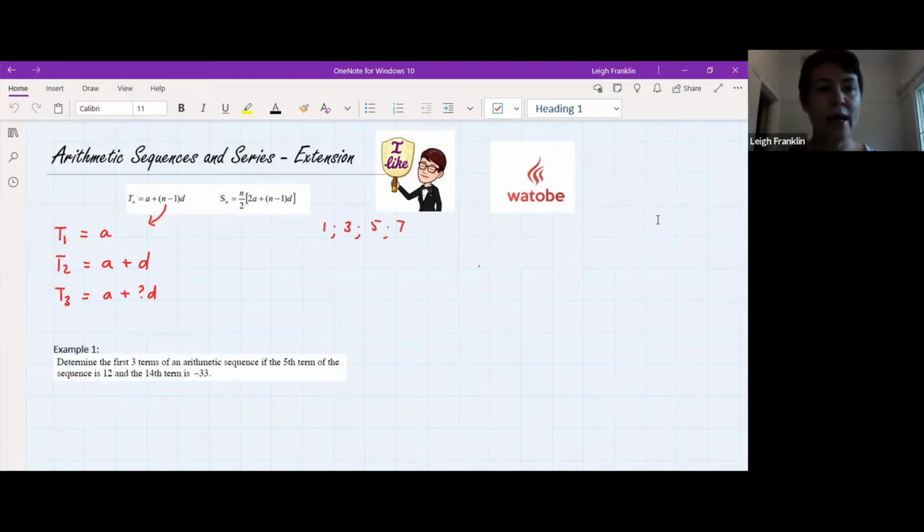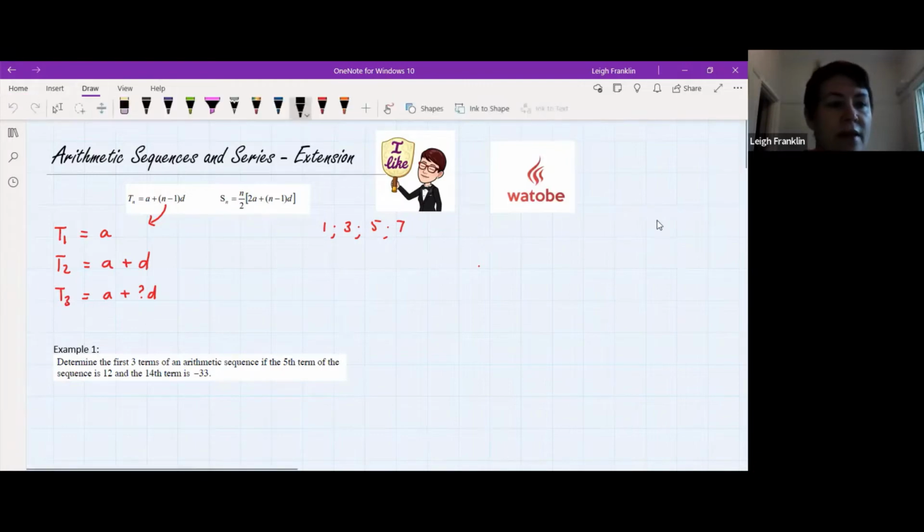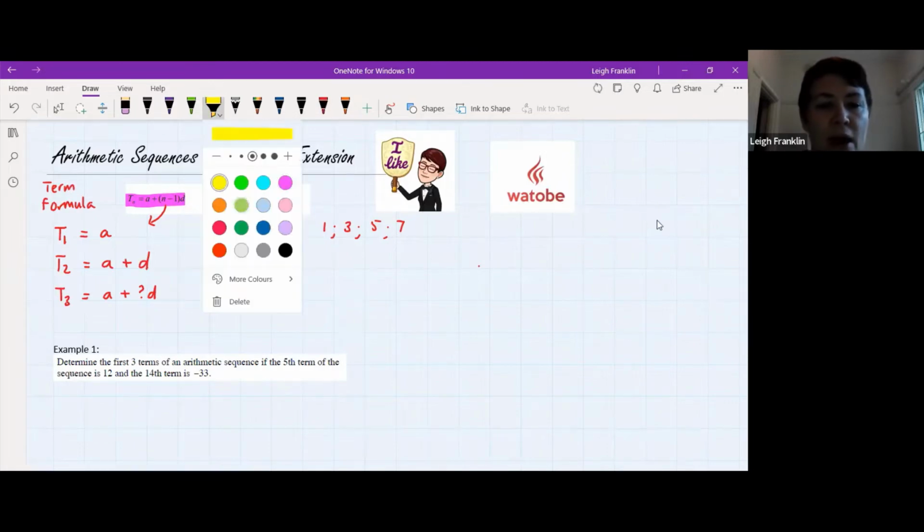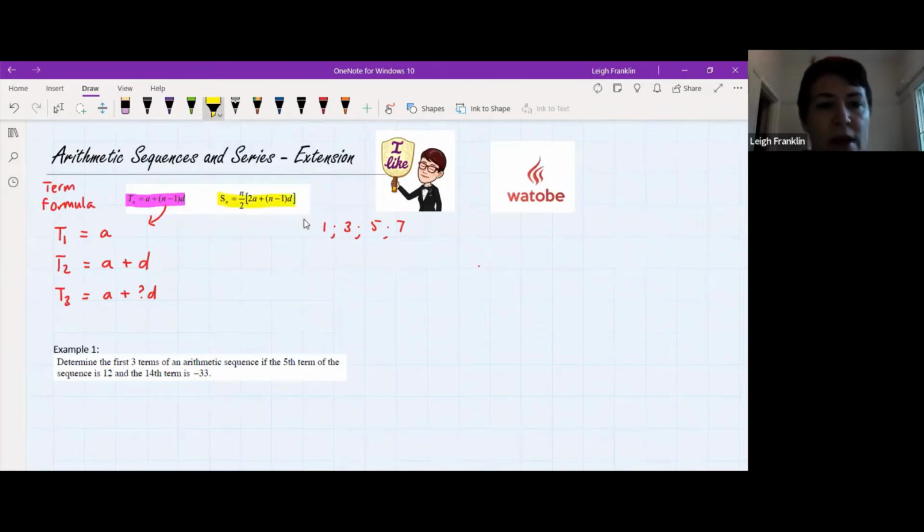All right, so when it comes to arithmetic sequences and series, we have 2 formulae that we use. We have our TN formula, which is our term formula. So let's just write that over here for you. So that's this one over here. So this is the term formula. And we have, let's change colors here, our SN formula. So that's this one over here. And that is our sum formula.